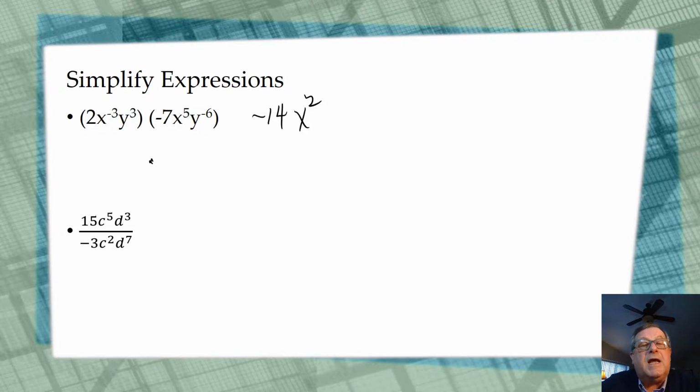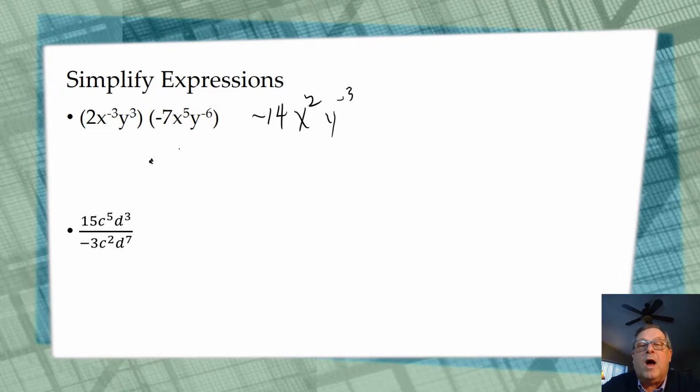And we've got a similar situation with this variable y. We've got y raised to the power of 3, or y cubed, times y raised to the power of negative 6. Again, the product of powers, we're just going to add those powers. 3 minus 6 is going to give us y raised to the power of negative 3, which brings us to a second property of exponents, which is negative exponents.